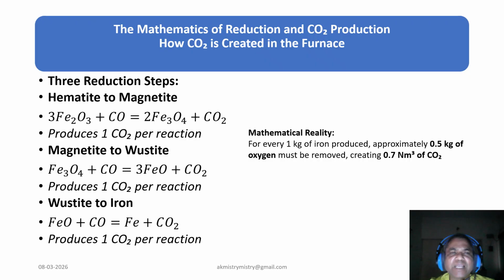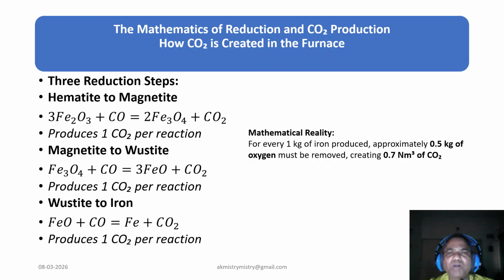Think about the scale of this. Mathematically, for every 1 kilogram of iron we produce, we have to remove around 0.5 kilogram of oxygen that was originally bonded in it. To remove that much oxygen, you need a lot of CO, and that chemical reaction generates approximately 0.7 normal cubic meter of CO2.